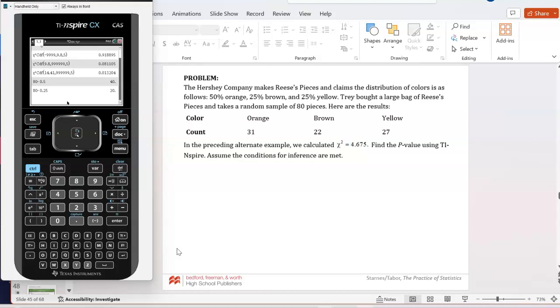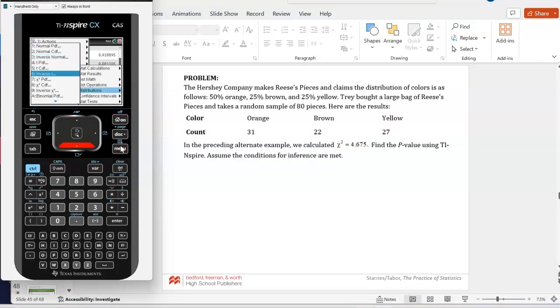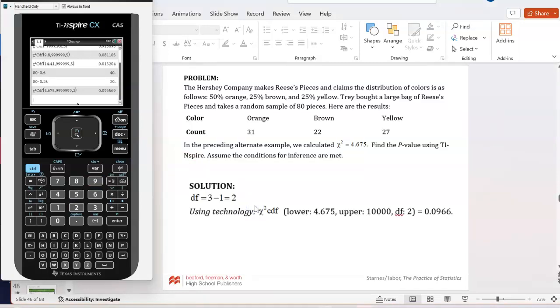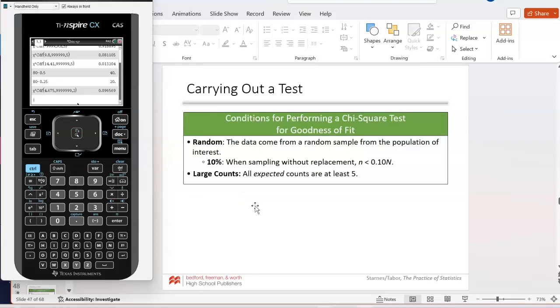So we figure out that chi-squared was 4.675. Find the p-value using your TI-Nspire. Okay, so let's try that. Menu 6, 5, and go down to chi-squared CDF. We're using our 4.675. Upper bound infinity. We're always going to the right with chi-squared. Degrees of freedom is 2, because there were 3 colors, right? So 0.0966. There you go. So that's the method of doing that.